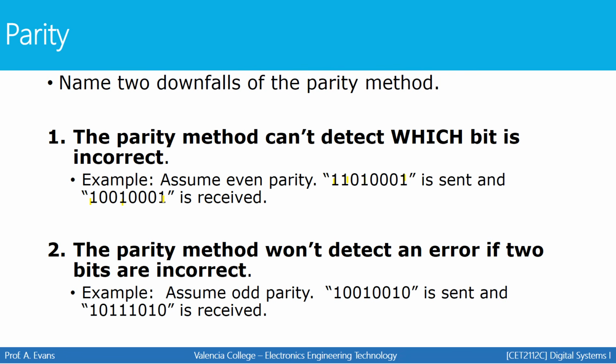The other issue is that the parity method won't detect an error if 2 bits are incorrect. So let's assume we have odd parity. Here's the message that was sent. Notice I have 1001, 0010, and I have 3 ones. But look at the message that was received. That 0 became a 1, that 1 became a 0. There's 5 ones in the message. That's an odd number, and an error won't be detected. So the parity method is great for simple error detection, but it definitely has some downfalls, and those are 2 of them.